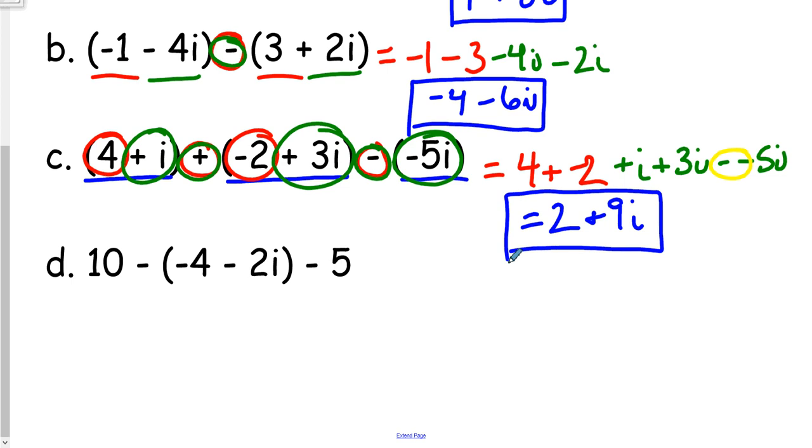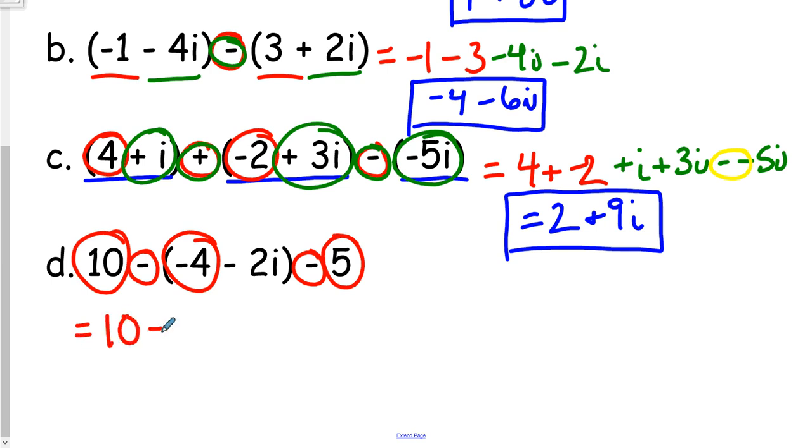Okay. For the last one, we've got it where it looks a little bit different, but really it's more of just the same stuff. I have three complex numbers, but the first one and the last one are pure real numbers. Okay. So I'm just going to follow my operators and my signs. I have a real number that is 10 minus negative 4 minus 5. So I'm going to say that this is equivalent to 10, operator minus, value of negative 4, operator of minus, value of 5.